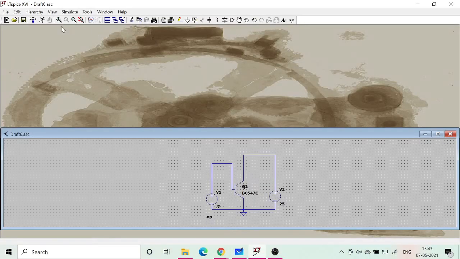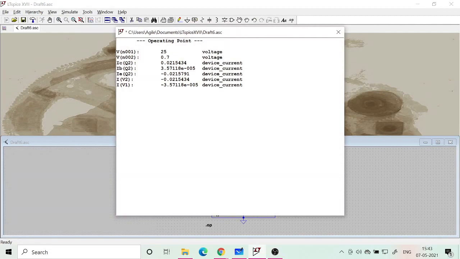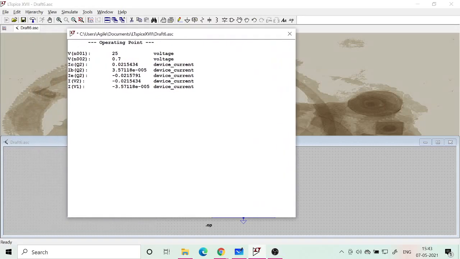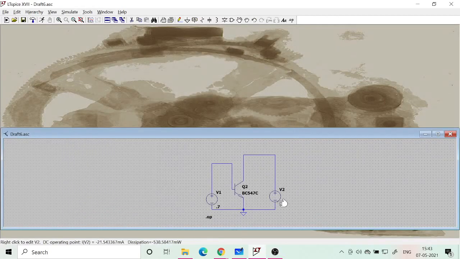Okay, so the first part is this operating point. When I apply 0.7 volt at the input and 25 volt at the output, IC is coming to be 21 milliampere, IB is coming to be 35 microampere. Earlier I gave 5, now I am giving 25, so there is a difference. From 16 it has gone to 21.